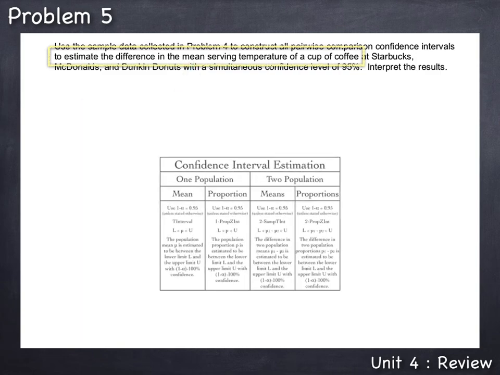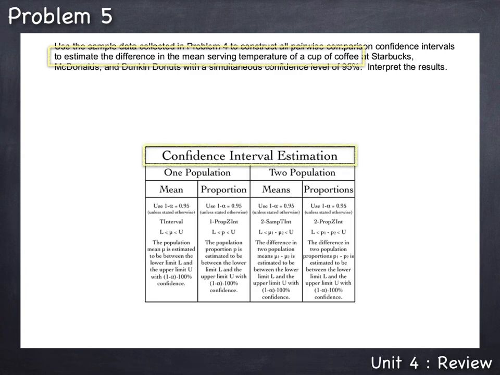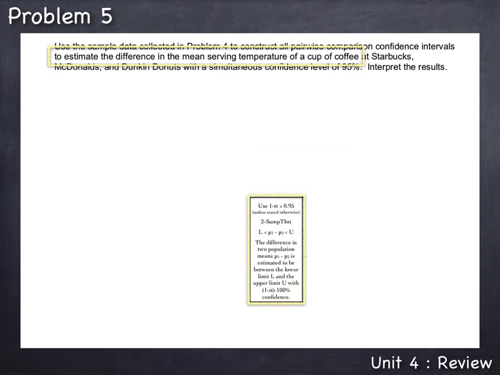To do this, we'll be constructing confidence interval estimates, comparing two populations at a time, that's the pairwise comparison confidence intervals for the mean serving temperature of a cup of coffee. So this means we could follow these steps to construct our confidence interval estimates. The first step in a confidence interval is to decide upon the level of confidence. Typically, we use a 95% or 0.95 confidence level.